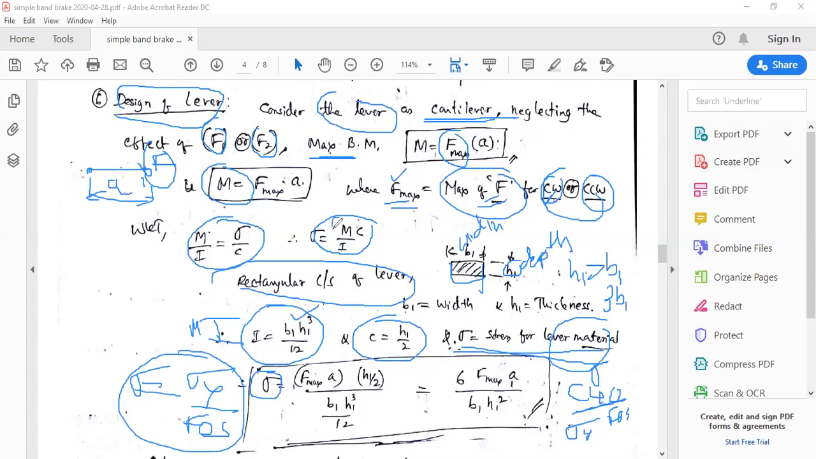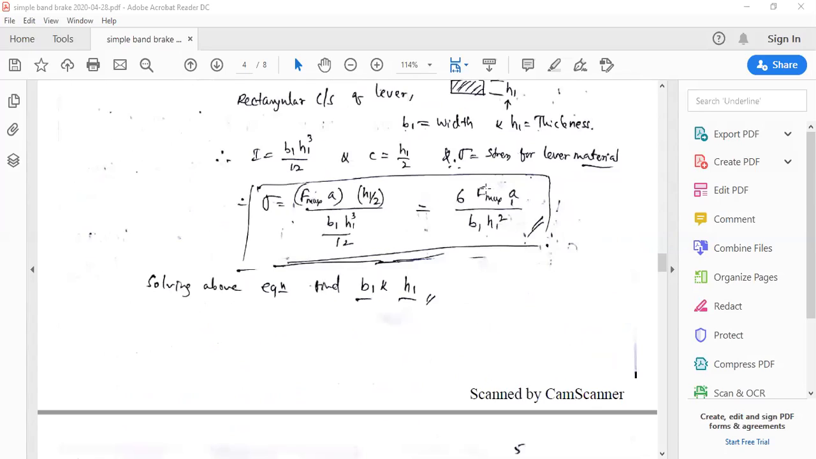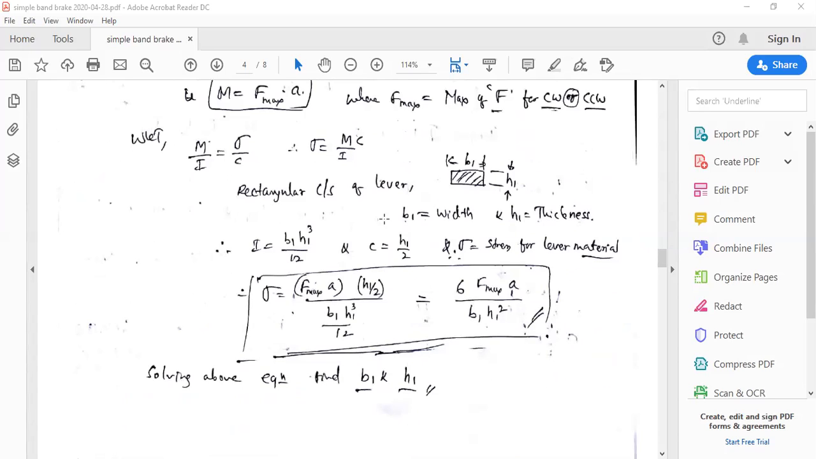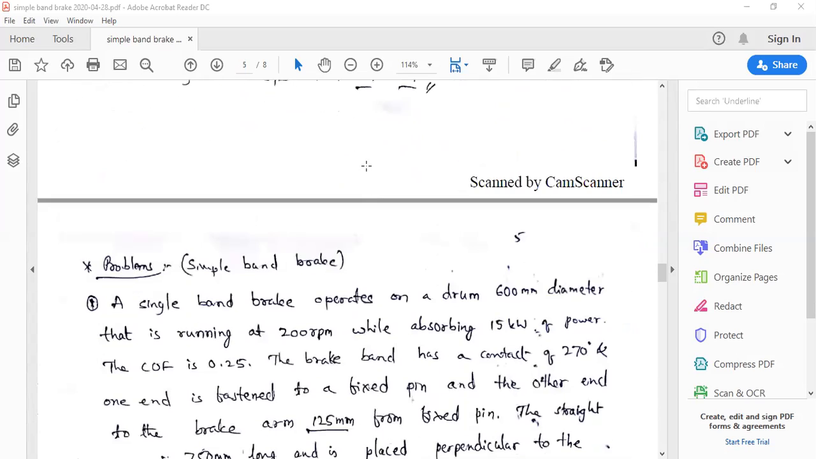Anyway, you know the value of M, that is F max into A, and H1 by 2 is the C value, and B1 H1 cube divided by 12. When this is simplified, you can get the value of the unknown parameter, either B1 or H1. Either of these two values or the relation between them will be given. H1 is usually twice or thrice the B1 value. This is the design of a simple band brake. With these steps, we have to solve problems on simple band brakes.